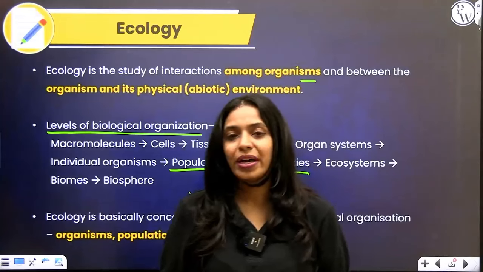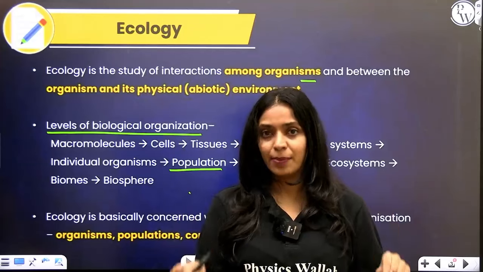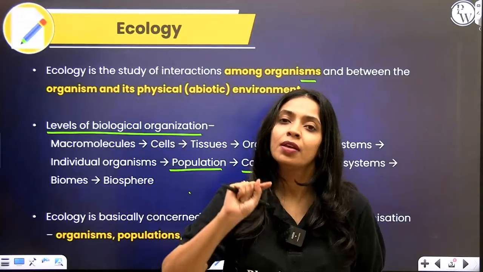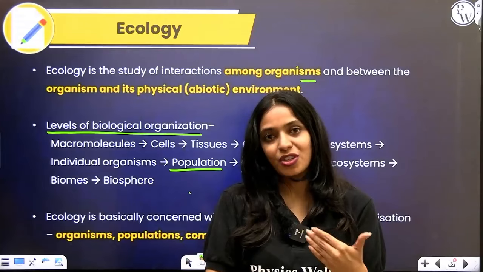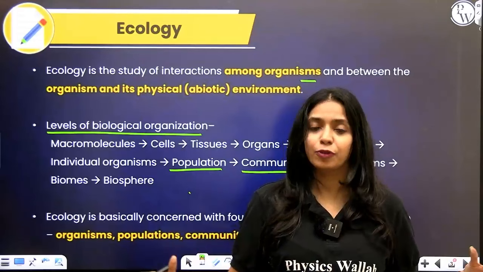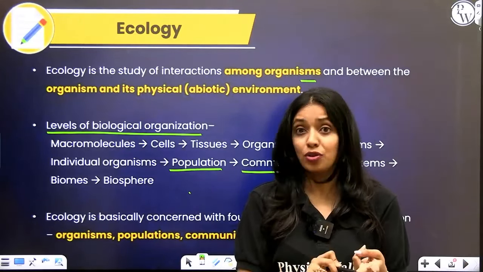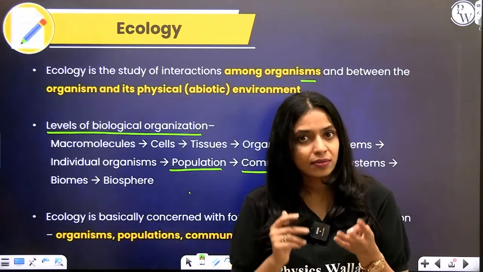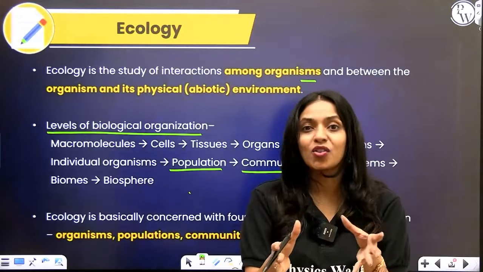Communities is basically when in a geographical area, you have more than one species. Right now in this room that I'm teaching from, there are mosquitoes. I did spot two mosquitoes and I'm there. I'm a human. So you have two different species, right? So that is a community. Or if you take your house or your street for that matter, there will be a population of some rose plants, there will be a population of crows, there will be a population of humans, there will be a population of dogs. So these are different populations. All of them coming together in one area, that is your biological community.